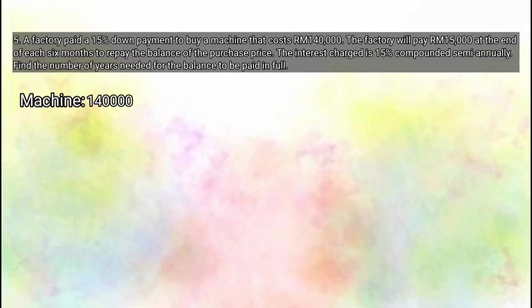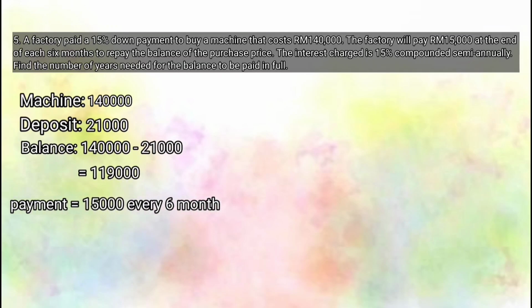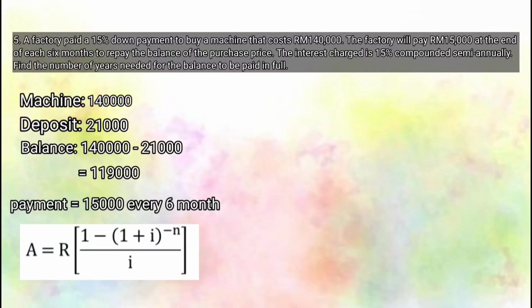First, a machine cost 140,000 with a 15% annual interest rate compounded semi-annually. A deposit of 21,000 was made, leaving a balance of 119,000. Payments of 15,000 are made every 6 months. We use this formula: A equals R times 1 minus open bracket 1 plus i close bracket to the power of negative n, over i.